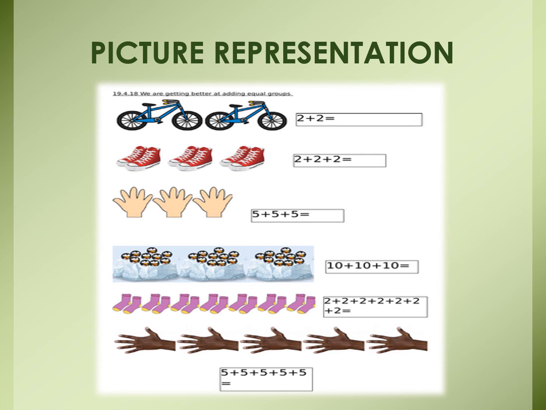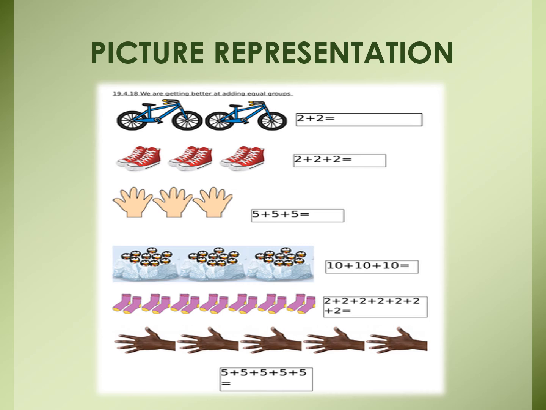Coming to the last part, we have hands. Students, in the above third question also, we had similar hands, but the groups here are different. So we will be counting. First hand is having 5 fingers. Second hand is again having 5 fingers. Third hand is having 5 fingers. Fourth hand is again having 5 fingers. And then finally the fifth hand is having 5 fingers.